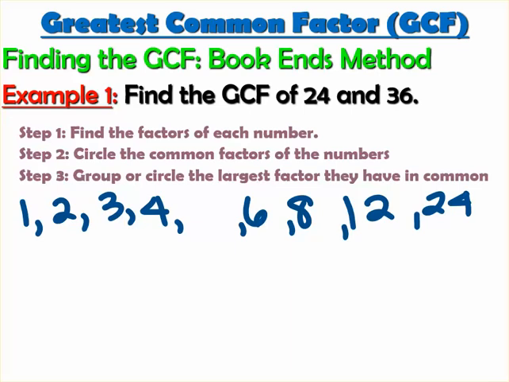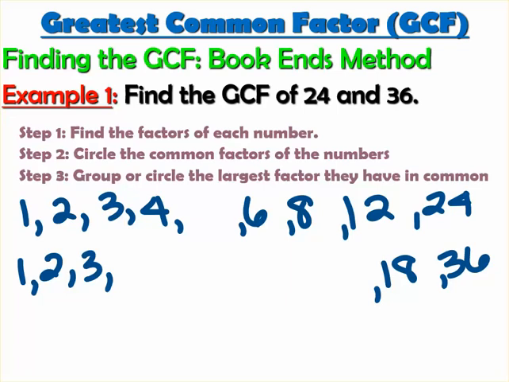Now I'm doing the same thing for 36. So 1 and 36. 2. Okay, 2 times 18 is 36. 3. Yeah, check it. 36 divided by 3 is 12. 4 works. 36 divided by 4 is 9. 5 does not work. 6. Yep, 6 times 6 is 36. So I'm only going to list 6 once, but now I know I've had them all.